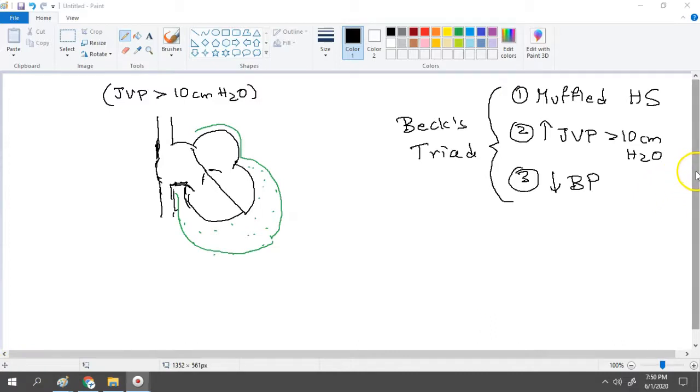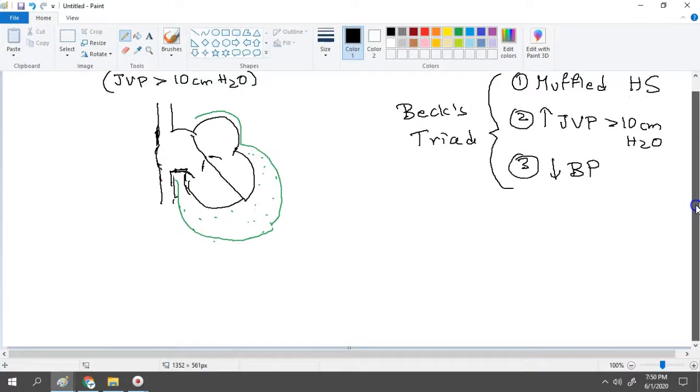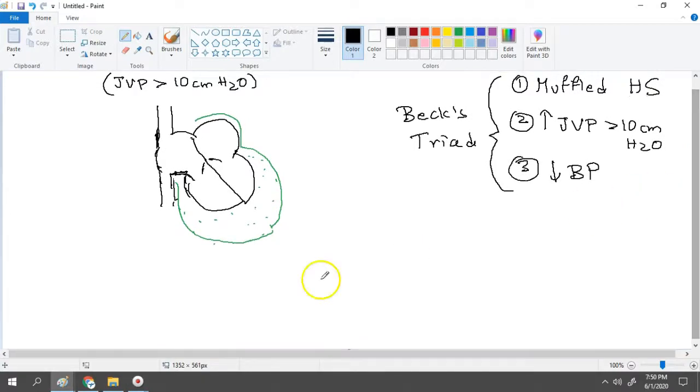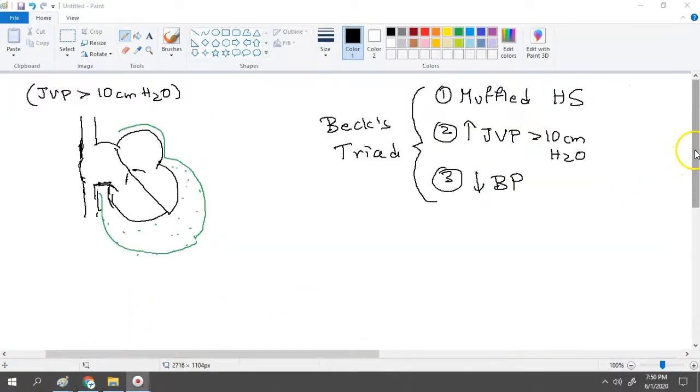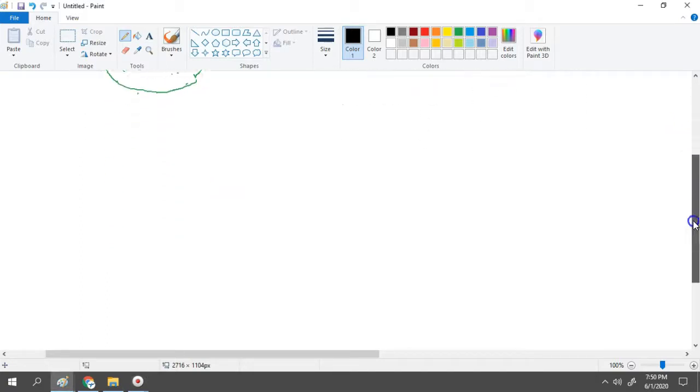At this point, I want to take you one step further to identify some of the very specific changes in JVP and blood pressure that you see in cardiac tamponade. Okay. To look at that, let me revise a little bit of the jugular venous pressure.